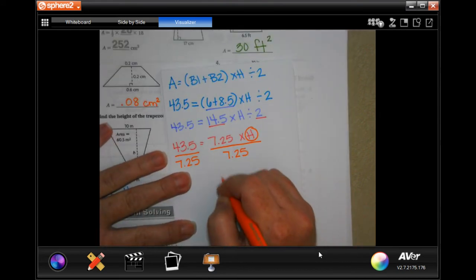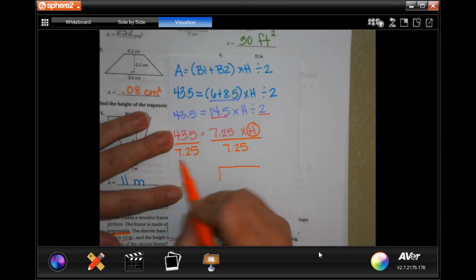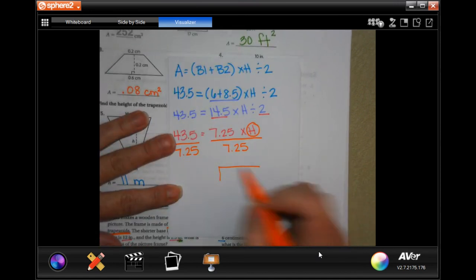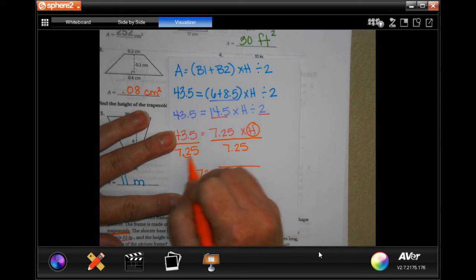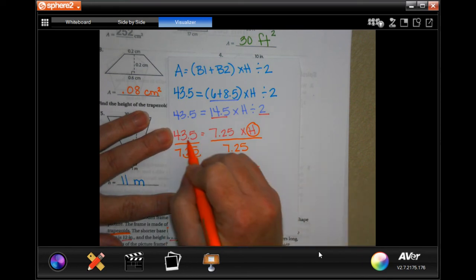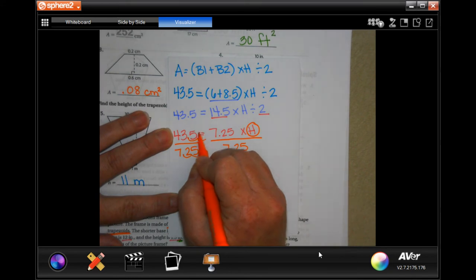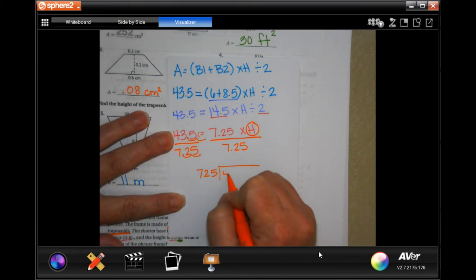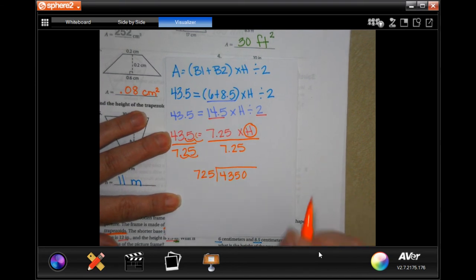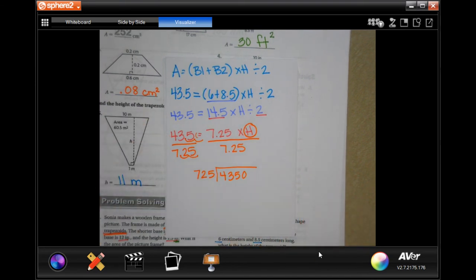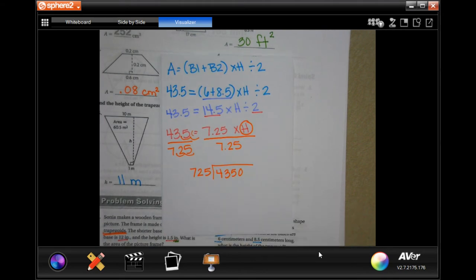Now I need to do the division. Now, remember, I cannot have a decimal outside of the box. I had to move it 1, 2 times. So I need to move this one 1, 2 times. So I need to put a 0 there. So it's going to be 4, 3, 5, 0. Now, like most of you, I do not know my multiples of 725. So I'm going to go ahead and use my calculator just to get my multiples.